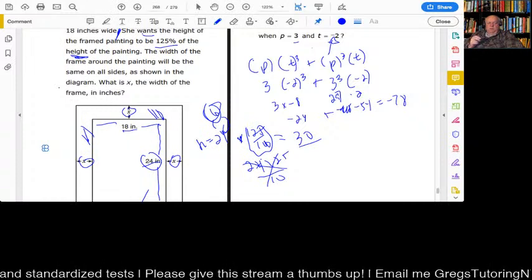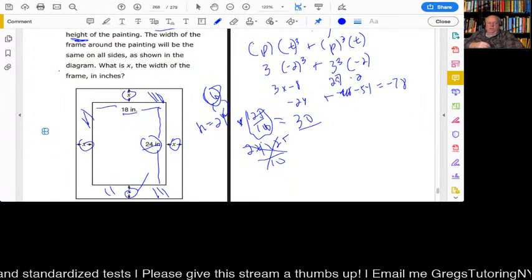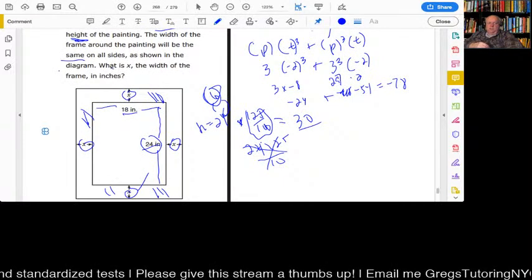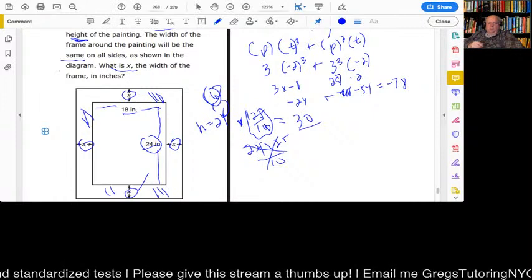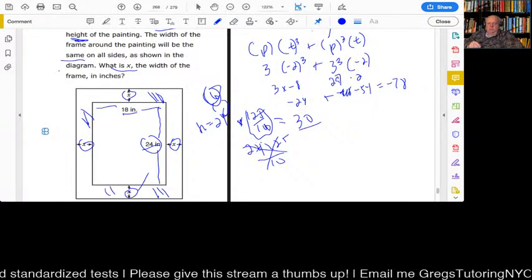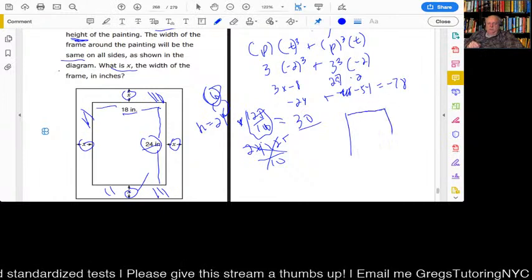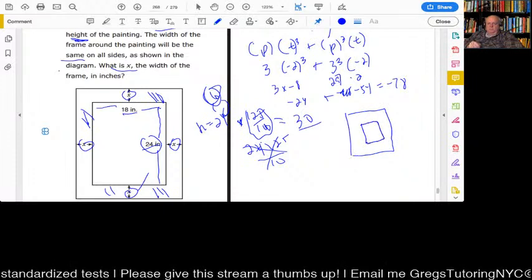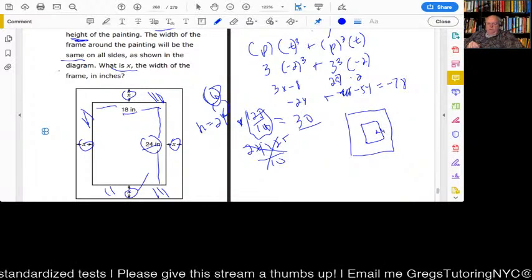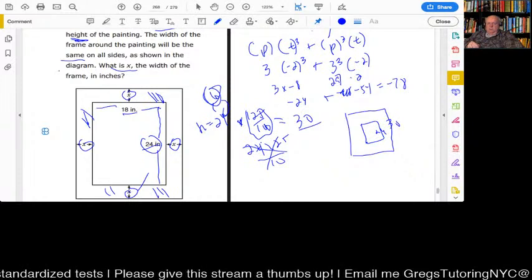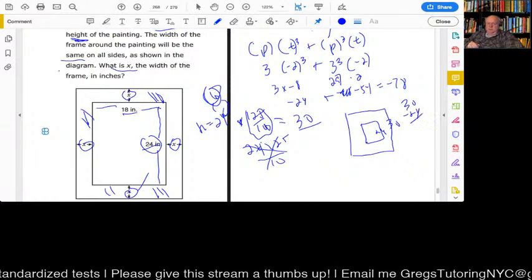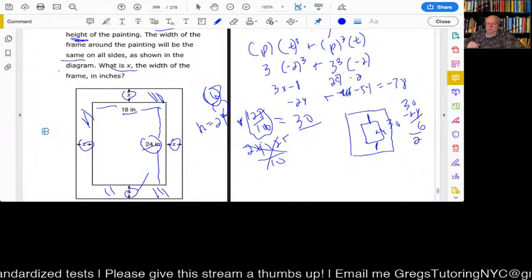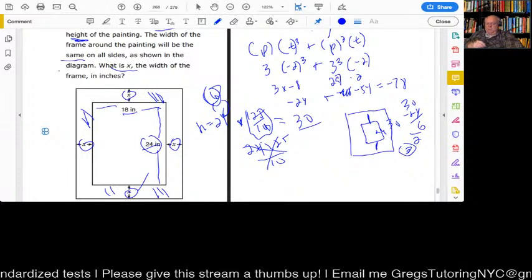So the question is, the width of the frame will be the same. So we already noticed that it was always X. Okay? What is X, the width of the frame? Well, if what we had was this here, if this is 24 and this is 30, right? So what's the difference? 30 minus 24 is 6. And if this and this is the same, then we have to divide it by 2 and we get 3. And that's it. That's our width.